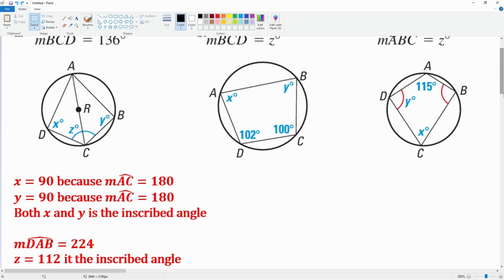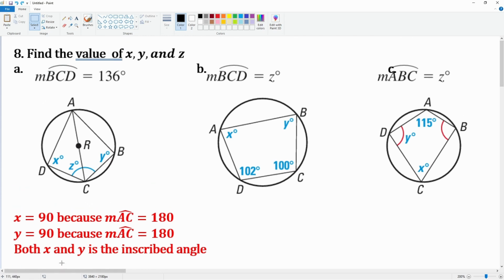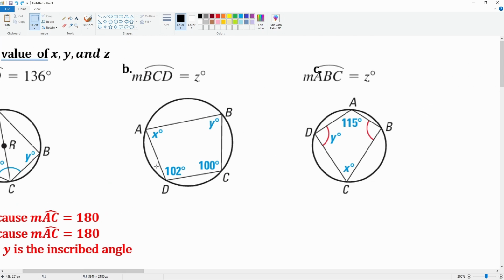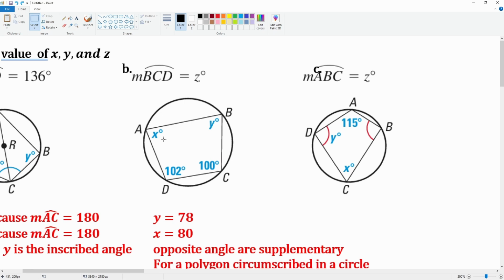The next one, you have a polygon inscribed inside a circle. Okay, so angle A is opposite to angle C. Opposite angles here are going to be supplementary. So X is equal to 80, Y is equal to 78, because again, opposite angles are supplementary when a polygon is inscribed inside a circle.